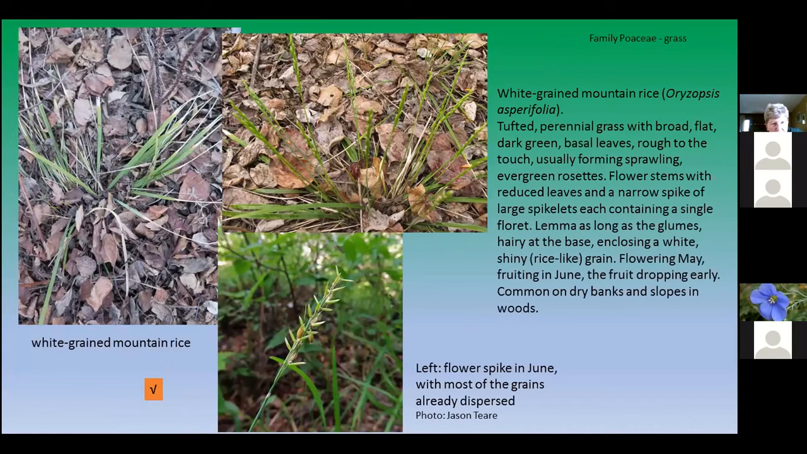White grass mountain rice is a forest species. It's a clump grass, although the clump is rather sprawly with the leaves spreading out. It has these single spikes, and it's actually coming into flower right now. It's one of the earliest flowering grasses. And it's called white grain mountain rice because, I'm not sure about the mountain, but the grains, that is the fruiting body, do look like sort of white pearls of rice.